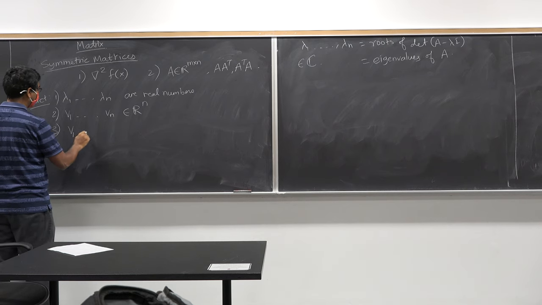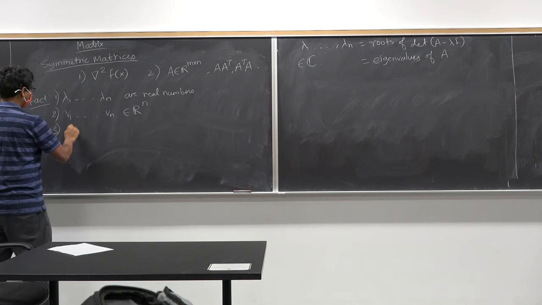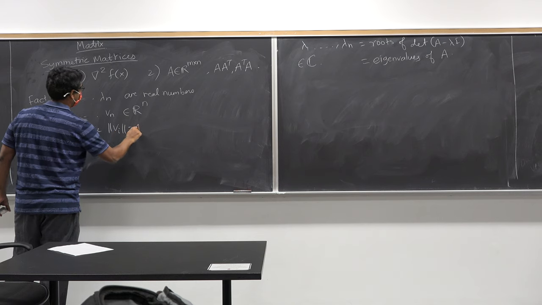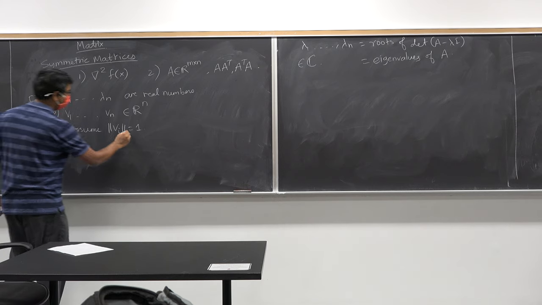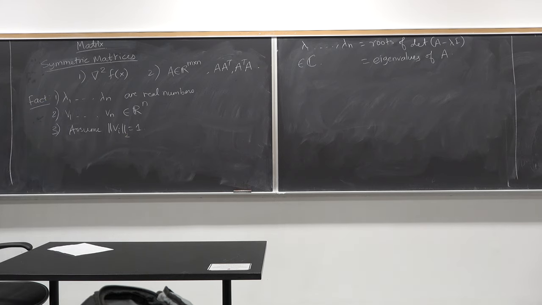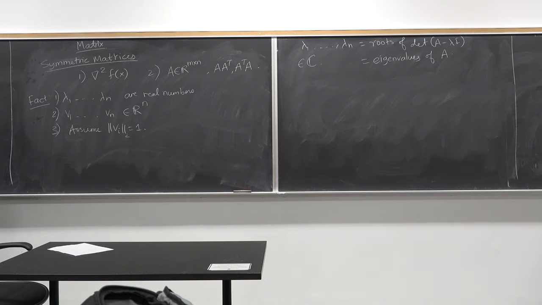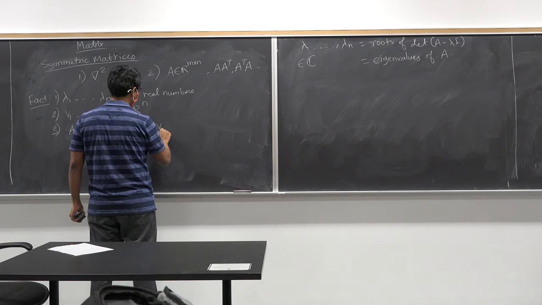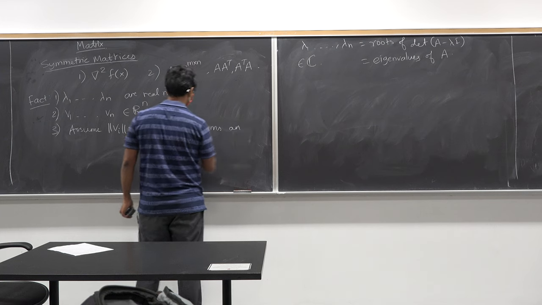They are no longer complex numbers. And third, let's assume that you have normalized the eigenvectors so that the two norm of the eigenvectors is equal to 1. Okay? So all the eigenvectors are normalized such that the two norm of the eigenvectors equals 1. Then V1 to Vn forms an orthonormal basis.